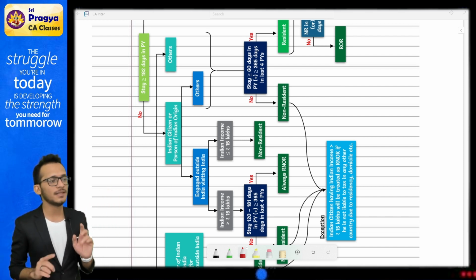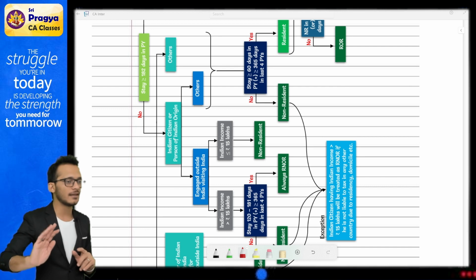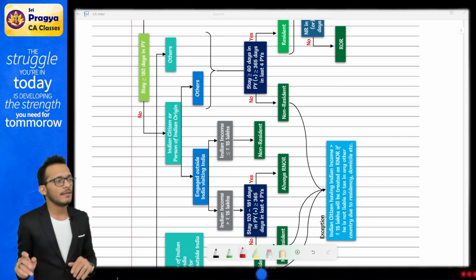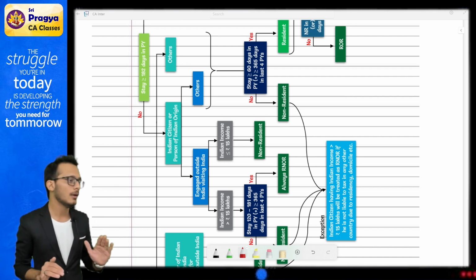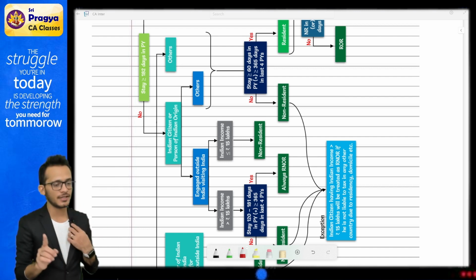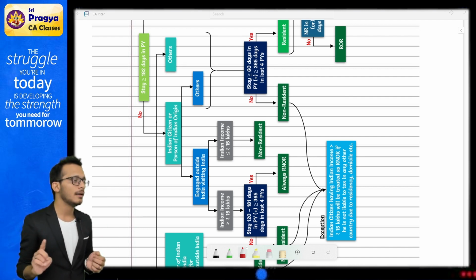Don't say that the question says not liable to tax in India, therefore I directly take him as RNOR. There might be a possibility that the person would have been an ROR also. Yes or no? When that condition is getting satisfied, this condition cannot be checked. Is that clear, everyone? Yes, keep this in mind.